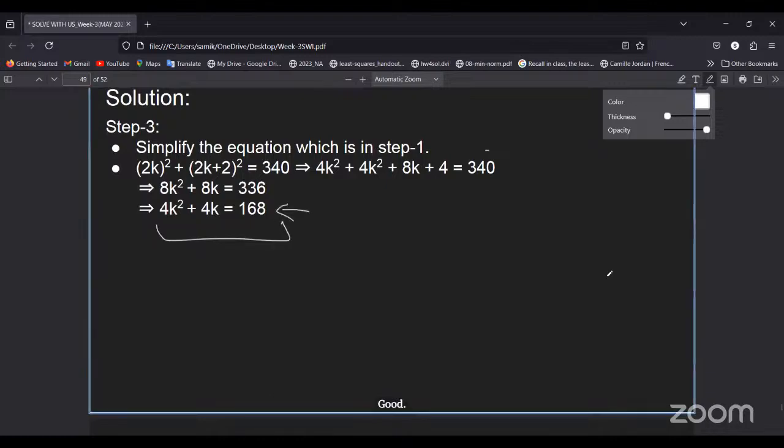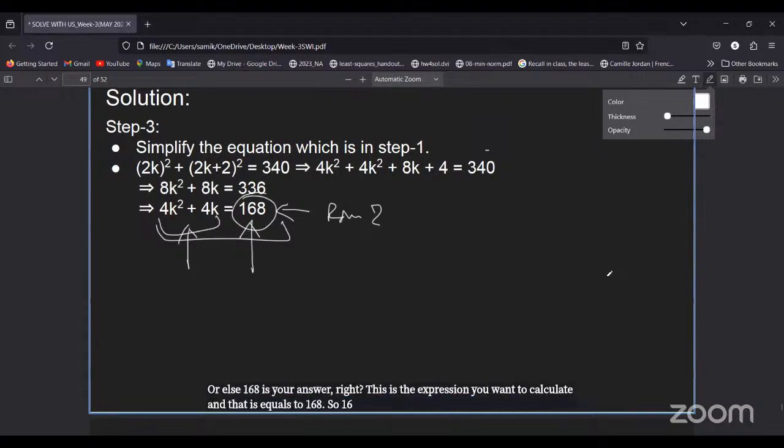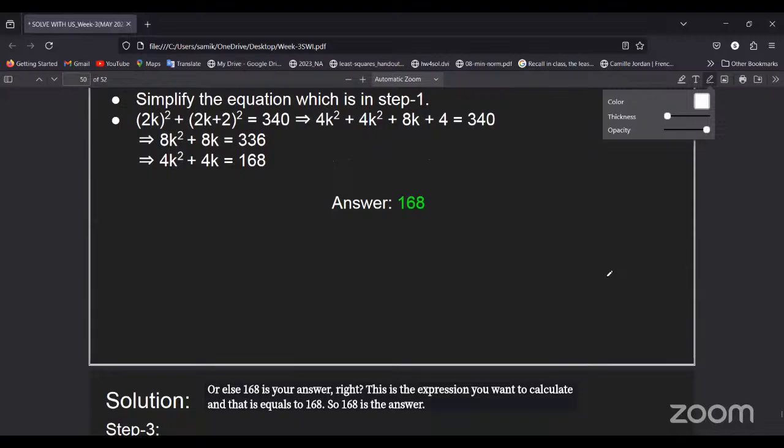Okay, is that fine? So 42. Then we'll factorize the results. Or else 168 is your answer, right? This is the expression you want to calculate, and that equals 168. So 168 is the answer.